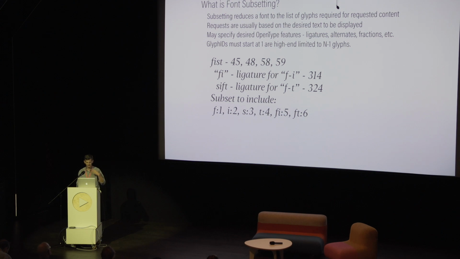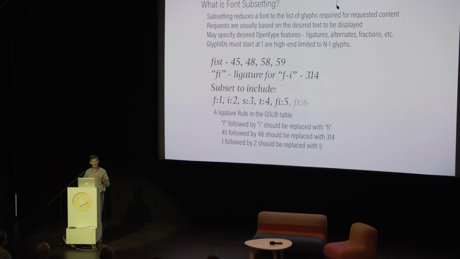Now, the GSUB table is super interesting, and I kind of love both the GSUB and the GPOS table. They're really elegant and beautiful. And if you wanted to look at a rule for how you would do a substitution, it looks something like this. You have F followed by I, replace it with FI. But because everything in a font is actually just numbers, really what it says is 45 followed by 48, replace it with 314. Or in our subset, 1 followed by 2 lines up with 5. And that's all cool, but it's all just numbers.